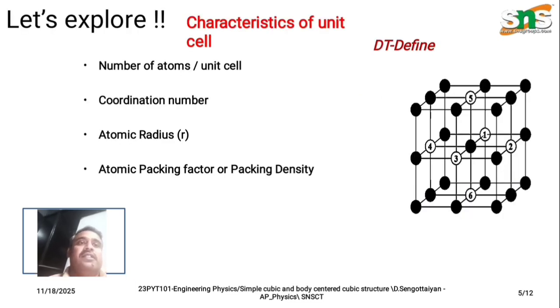Next title is about important lattice parameters in a crystal. These 4 parameters are important to describe the crystal lattice. The first is the number of atoms per unit cell. Next is the coordination number, that means the nearest lattice points. Then the atomic radius, half of the distance between any two nearest atoms. Finally, the atomic packing factor value and also the packing density.